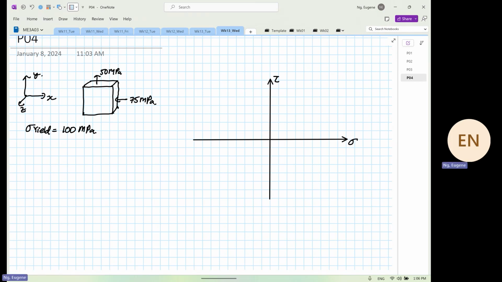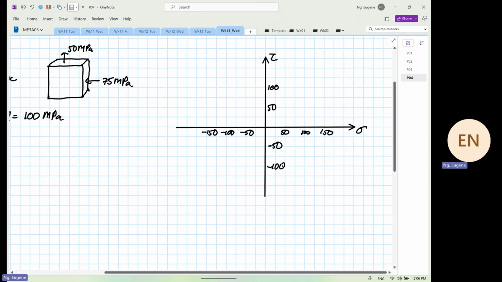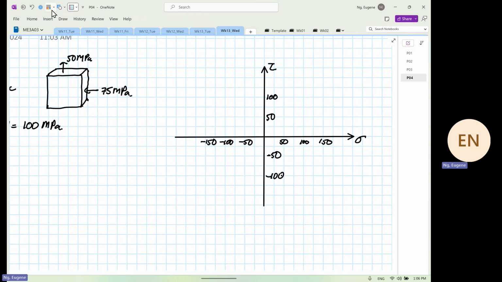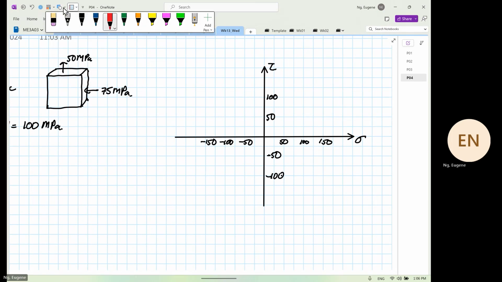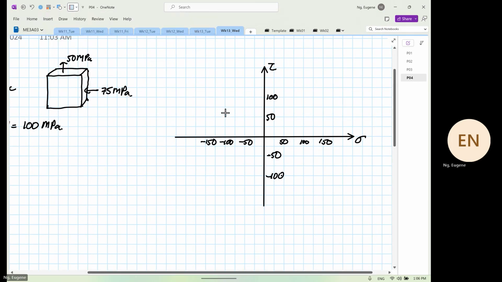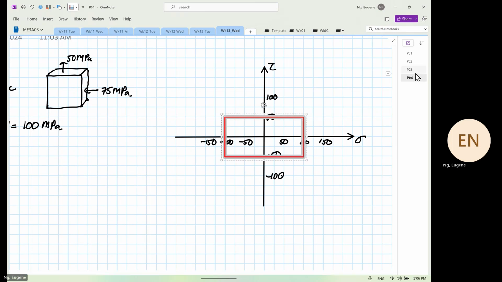normal stress, shear stress, 50, 100, 150, minus 50, minus 100, minus 150, 50, and 100. And then this is minus 50, minus 100. So we are going to sketch our red box again. What was the scale I used before? It's the same. Okay, so we sketch our red box.